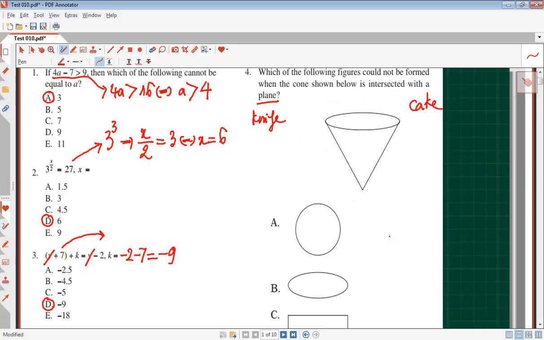Option A. It can be. It can happen. Let me draw a cake like this, and if we put the knife in the position, it is horizontal, the plane like this, and option A can happen.